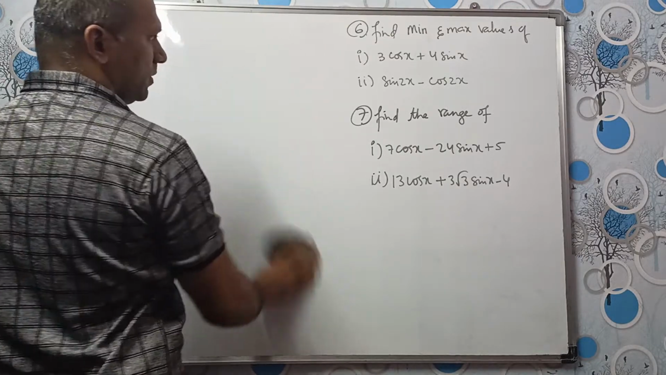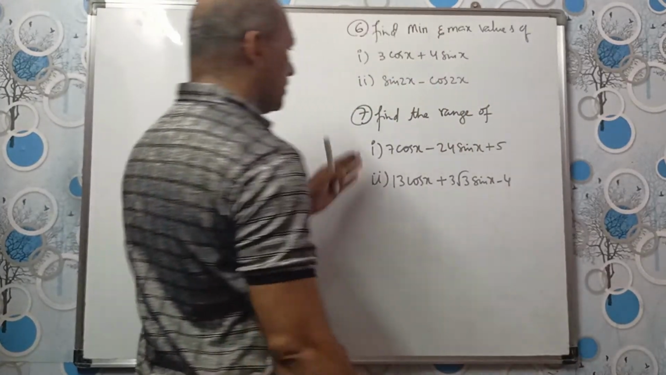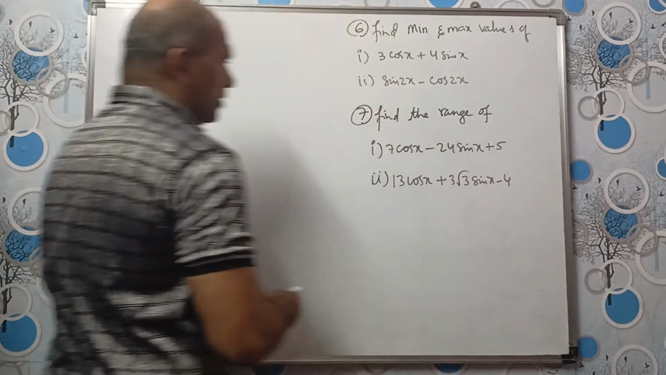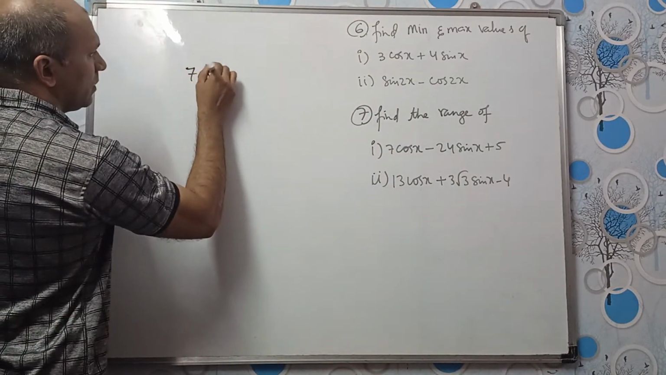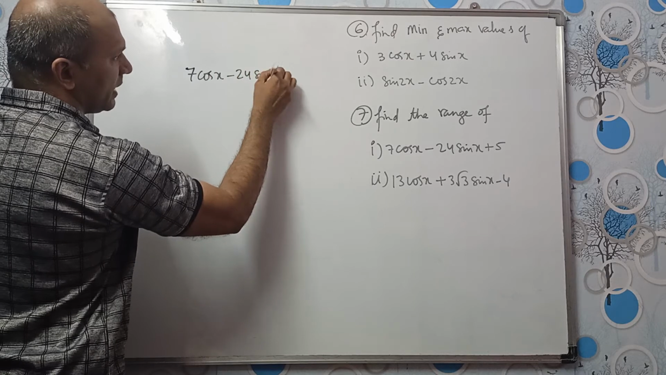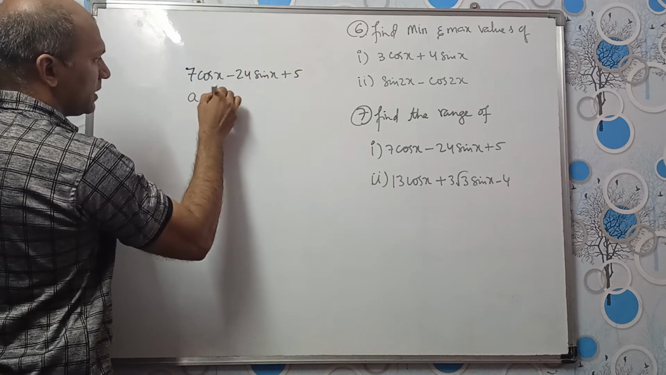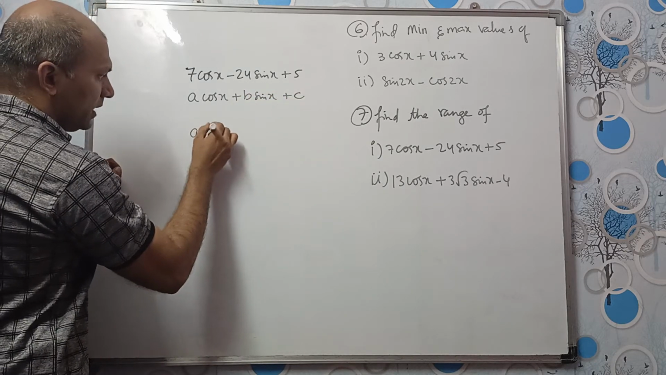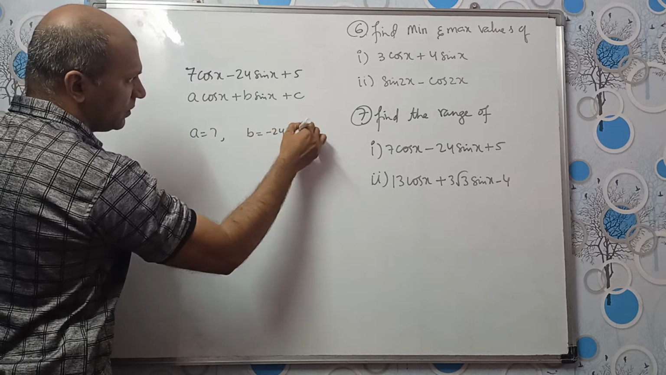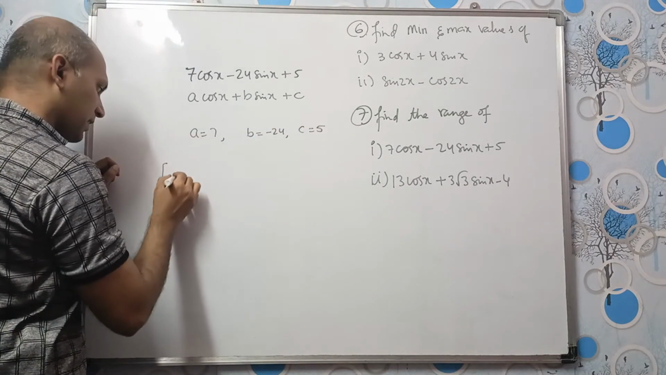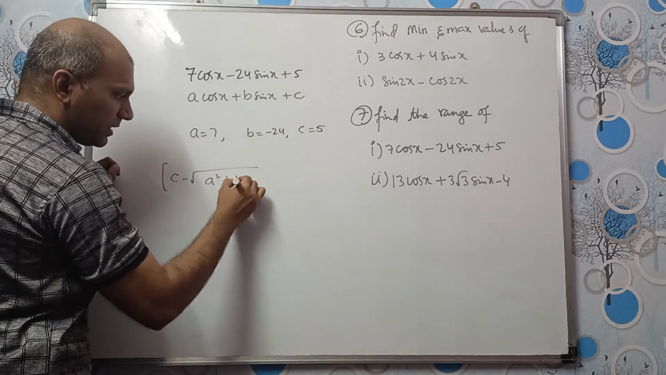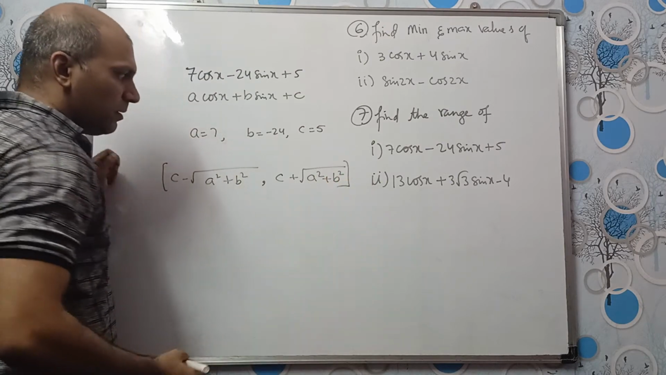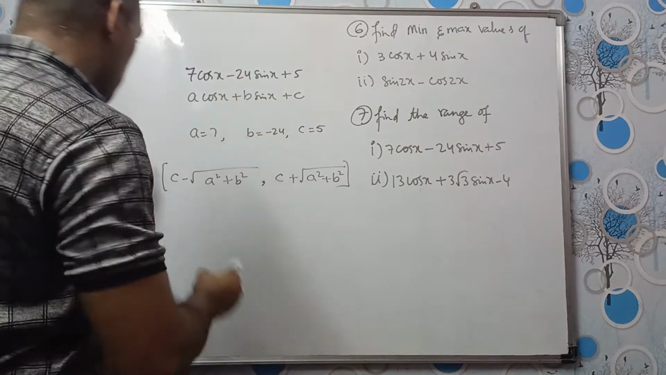Alright. What about this one? Find the range. See, range is same as maximum and minimum value only, right? So 7 cos x minus 24 sin x plus 5. So this is a cos x plus b sin x plus c. What is a? A is 7, b is minus 24, c is 5. C minus root of a square plus b square is the minimum value. C plus root of a square plus b square is the maximum value. Okay. So let us substitute the values.